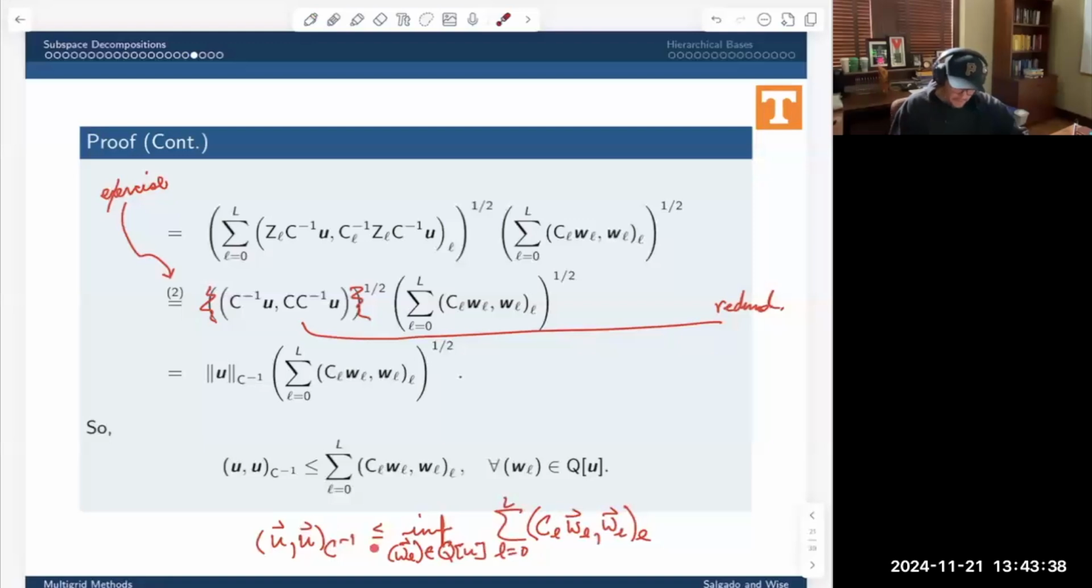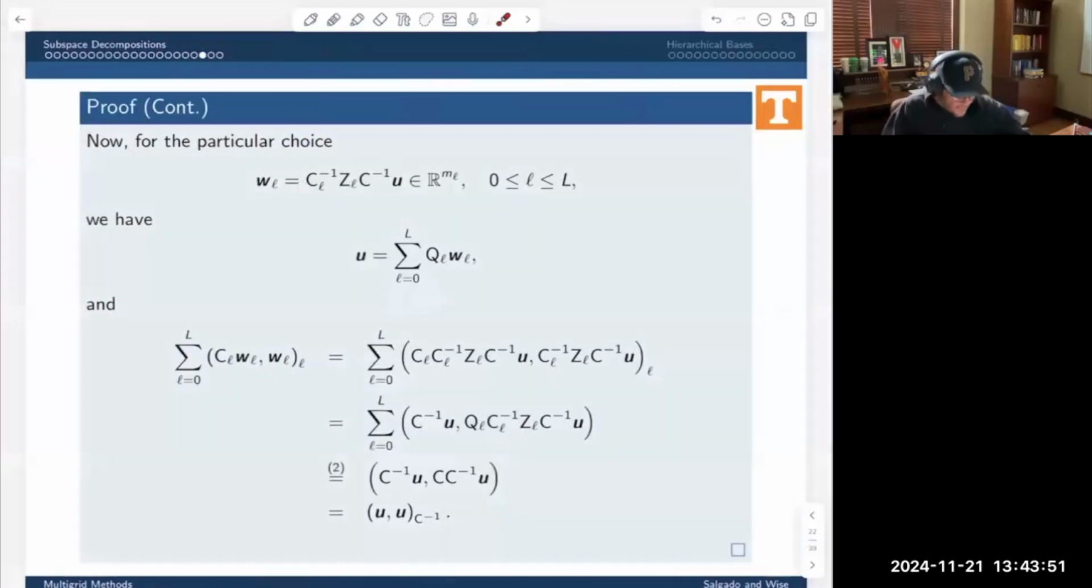But I still have some sort of gap here, right? I want to show actually that this infimum is attained, and it's attained at this value, in which case I can replace this infimum by a minimum. Well, the way to do this is to pick some specific value for the WLs. And the one I'm going to use is precisely equal to this one. So I've set this up as an exercise. I want you guys to prove this.